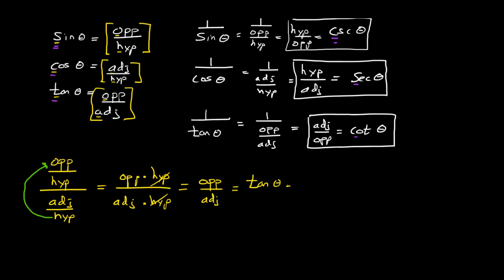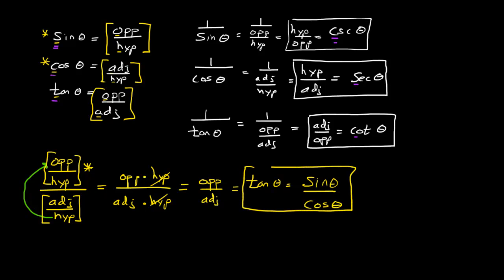So the tangent of theta is also equal to the opposite over the hypotenuse, which is the way we designate the sine of theta, divided by the adjacent over the hypotenuse, which is another way for us to denote the cosine of theta. So this is a relationship that you can also use. The tangent of theta is known as the sine of theta divided by the cosine of theta.